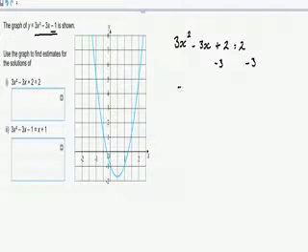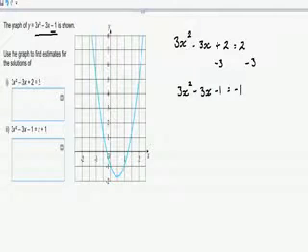So we get 3x squared minus 3x minus 1, which is what we want, and we've got 2 minus 3. So as I said before, if we've got £2 in the bank, we take £3 out, then my bank account now is at minus 1.